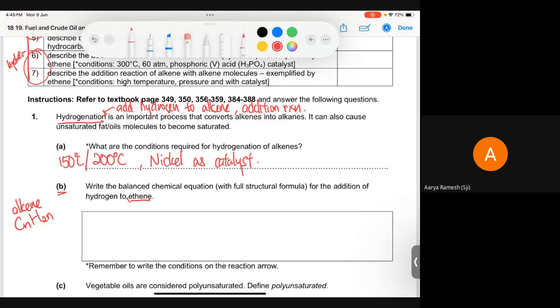Okay, C2... H what? H4. H4. Okay, C2H4. So I know I'm doing C2H4. Next one, Austin.